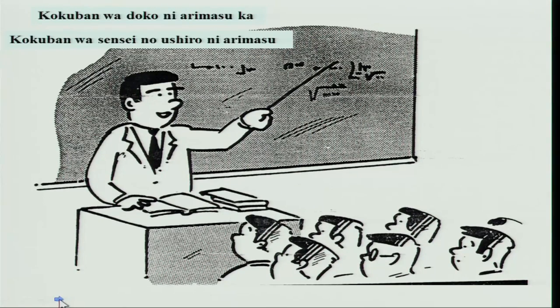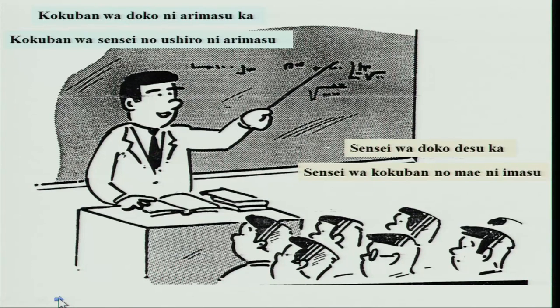And sensei wa doko desu ka? Again, sensei wa doko desu ka? Earlier we did sensei wa doko desu ka and there was another answer. Now, let us see what they have to say. Sensei wa kokuban no mae ni imasu. So, over here, kokuban is the subject and over here, sensei is the subject. So, with respect to sensei, where is the kokuban? Where is the blackboard?